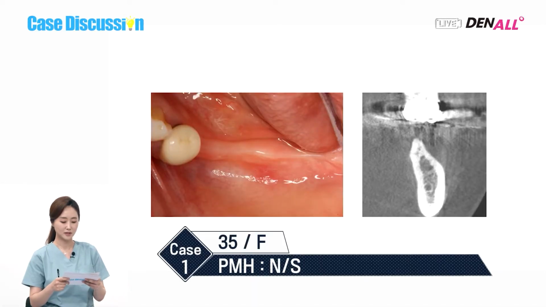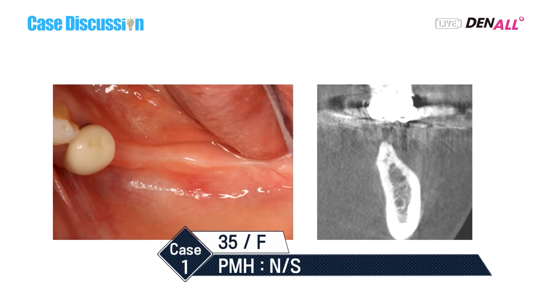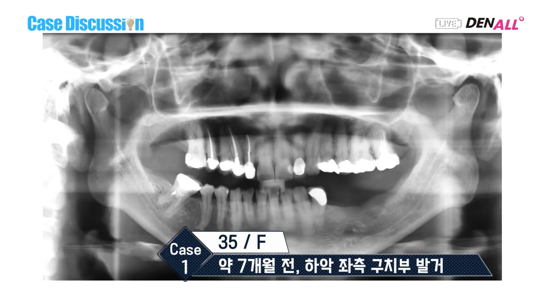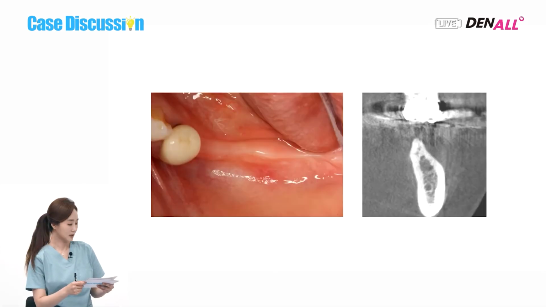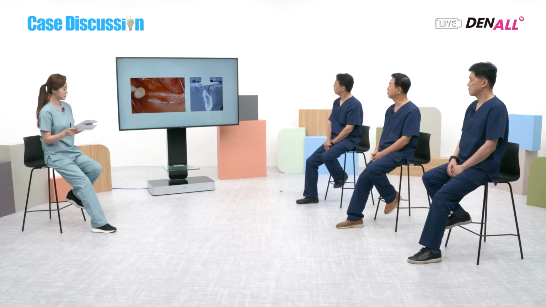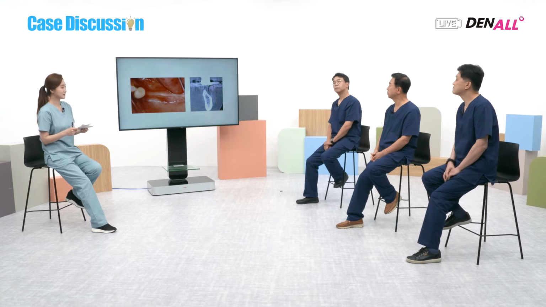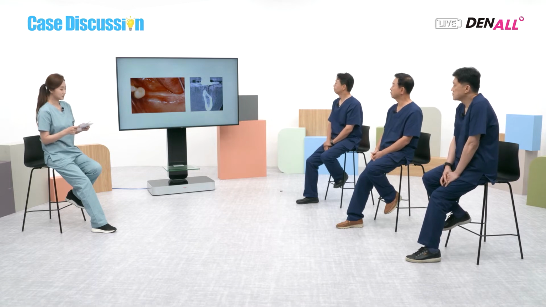The first case, a 35 female patient, no systemic disease, and 7 months ago, the teeth in the lower left posterior were extracted. And the question is, as the bone is very thin, what is a good way to do bone grafting here? So here is the intraoral x-ray. The bone width is knife edge, very thin. On the CT, it also looks like so. So you're looking at the case, what do you think?